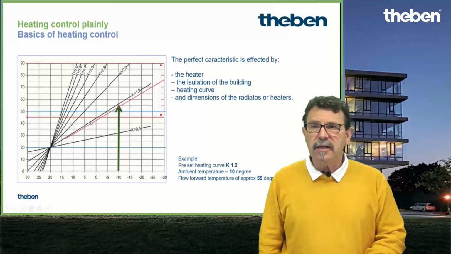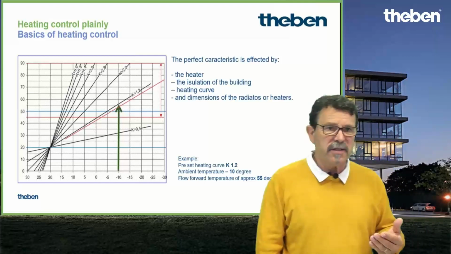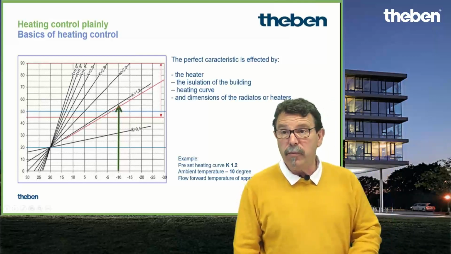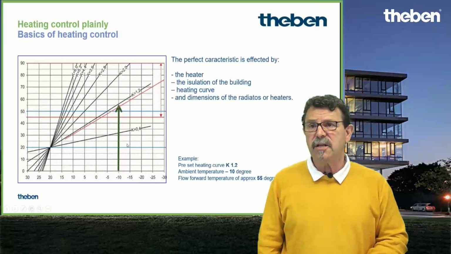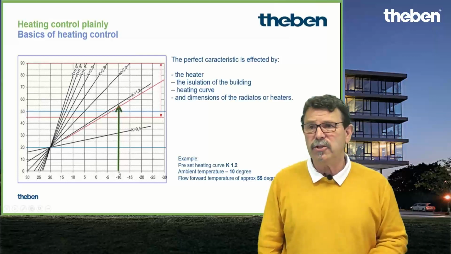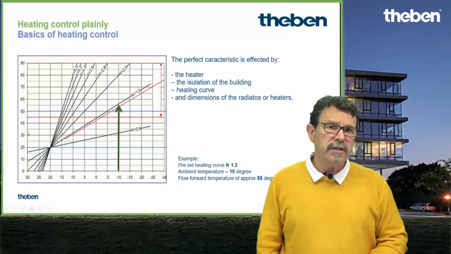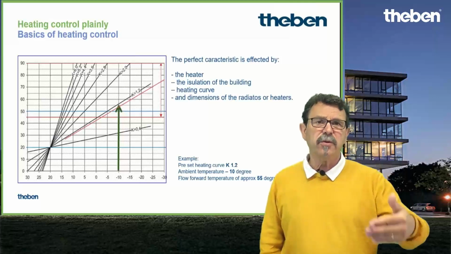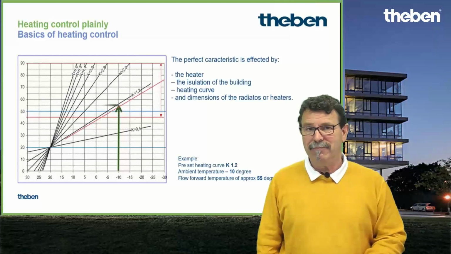Okay? Let's assume you have an excellent building, well insulated with the best material, like we have here. Then you can probably set the heating curve down to K 0.43 in this example. So what does it mean with the same outdoor temperature of -10 degrees? We have approximately 32, 33 degrees as a flow forward temperature going into the room, supporting you with a reasonable warmth in the room. Okay, you got it? Fine.